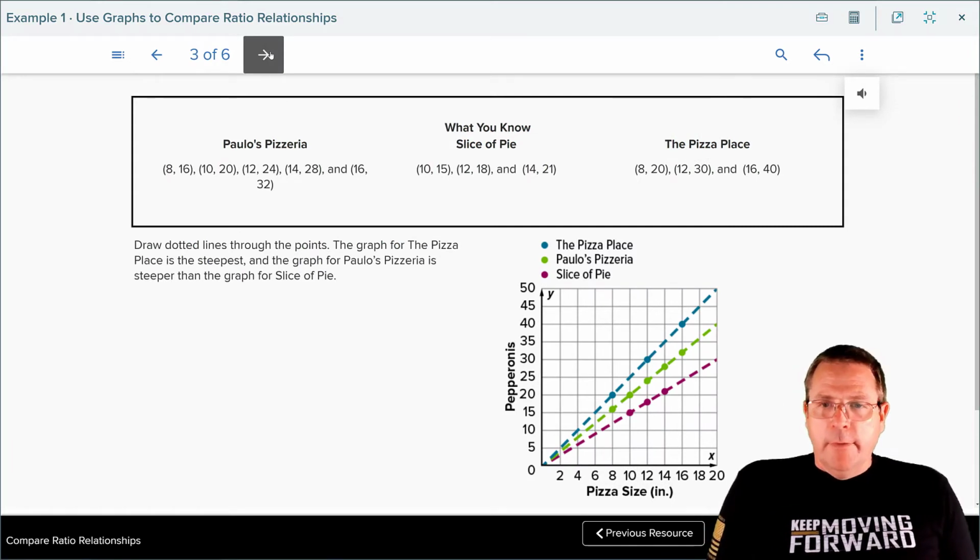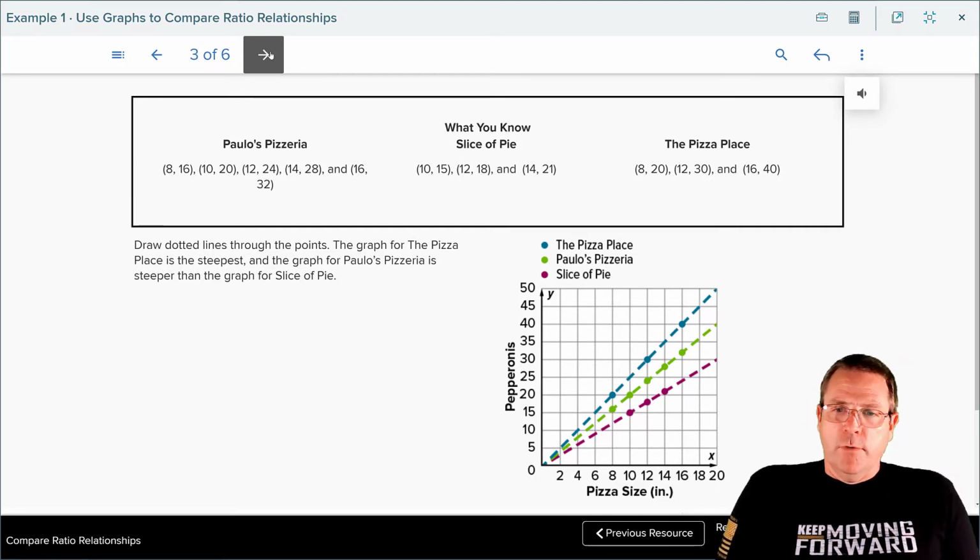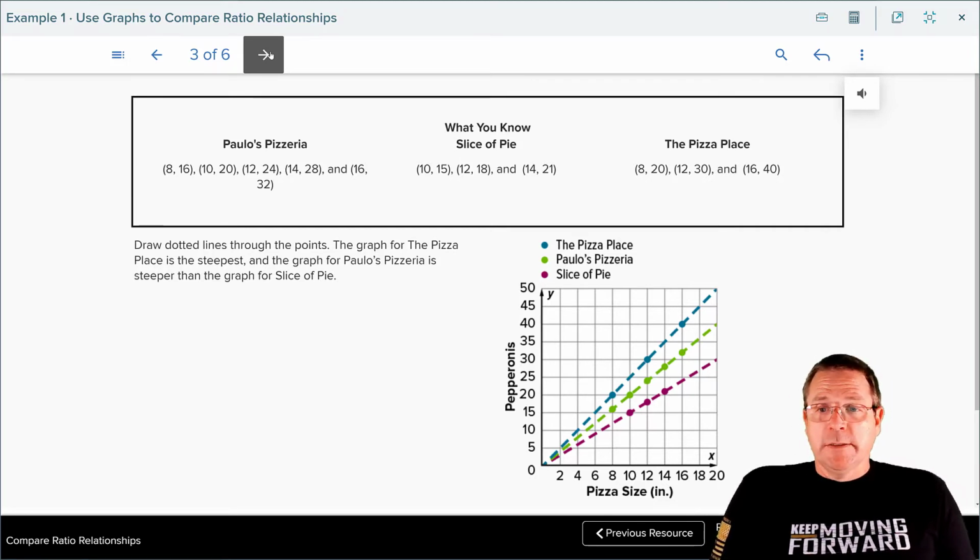When we made the graph here, it ended up looking like that. Does your graph look like that graph? The Pizza Place turned out to have the most pepperoni per pizza. Next after that was Paulo's Pizzeria, followed by Slice of Pie having the fewest pepperonis per pizza.